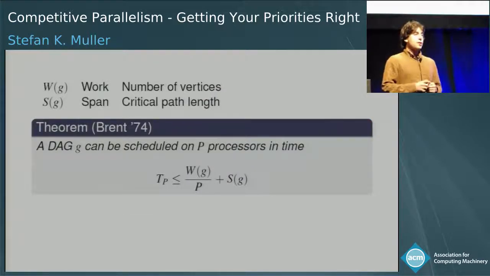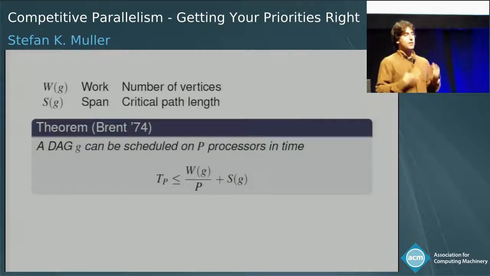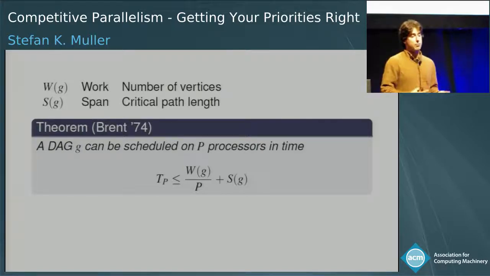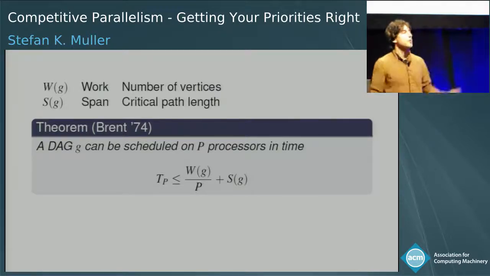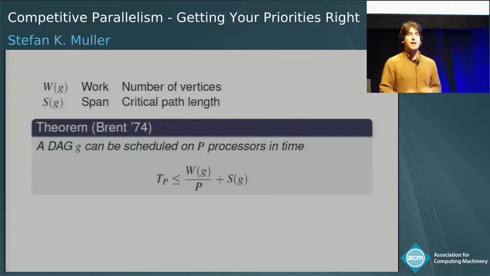So for the traditional models, we can read off cost metrics from this graph that immediately allow us to get some bound on the amount of time that this will take to run on P processors. So the two cost metrics that are important here are the work, which is just the total number of vertices, the amount of work that needs to be done in total by the program, and the span, which is the length of the critical path, or the longest path in the DAG.